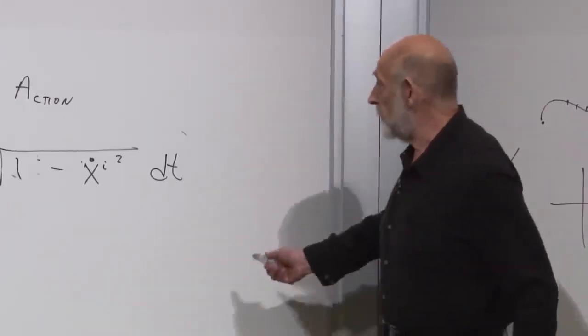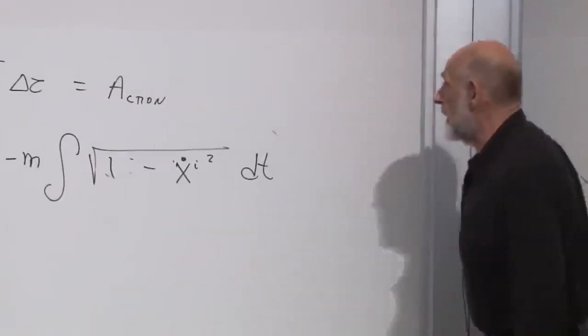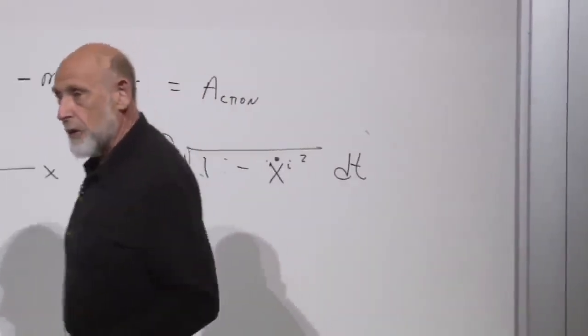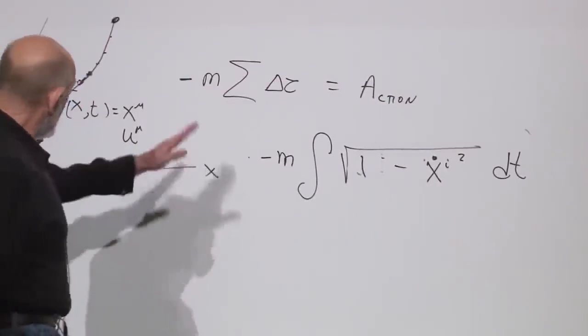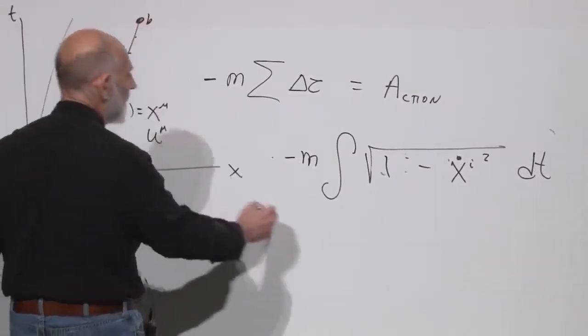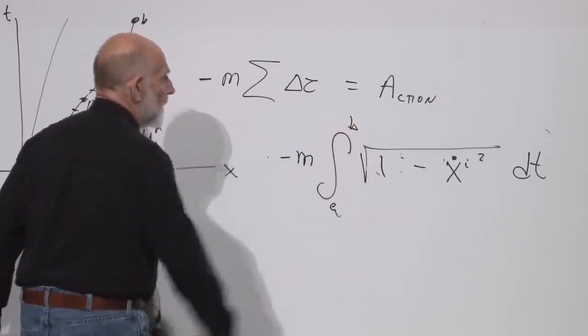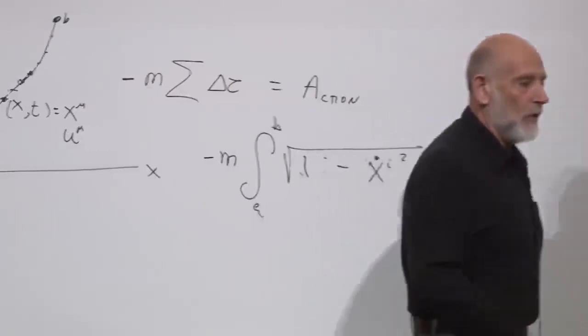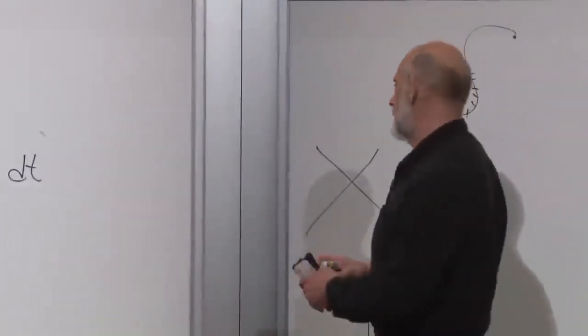And here's what we got. We have something like that here. We have that the action is minus m times the integral of the square root of 1 minus the square of the velocity, from the initial starting point, let's call it A, to B. So we have a Lagrangian now, and we can do all the things that we would do with a Lagrangian.